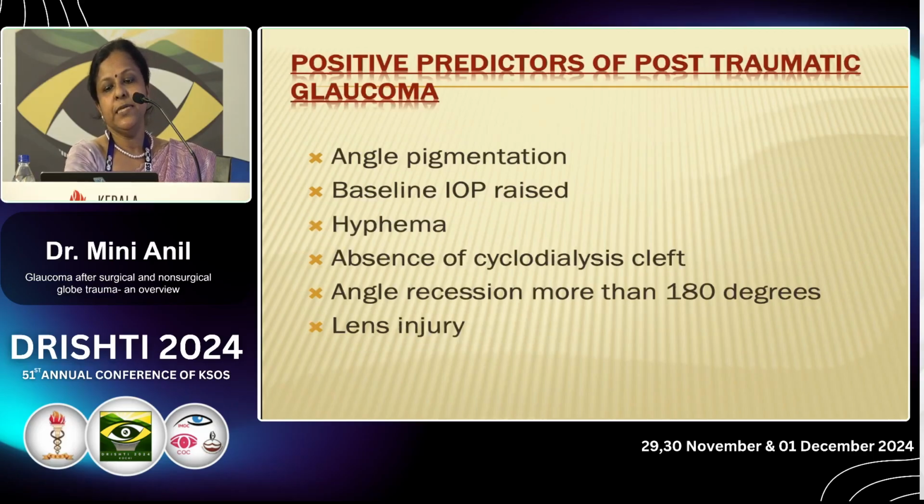And the positive predictors of post-traumatic glaucoma are angle pigmentation, and if the baseline IOP is raised there is more chance, hyphema, and absence of cyclodialysis cleft. Then if the angle recession is more than 180 degrees, also lens injury.